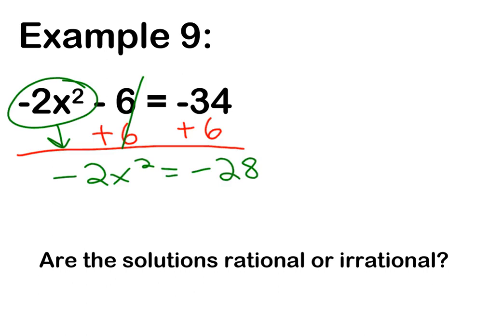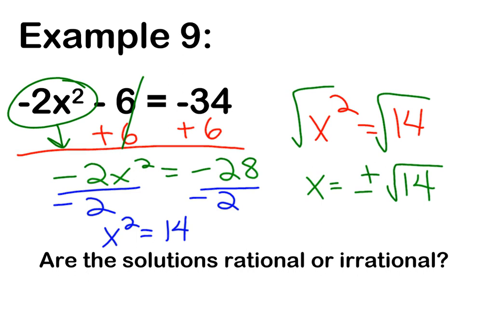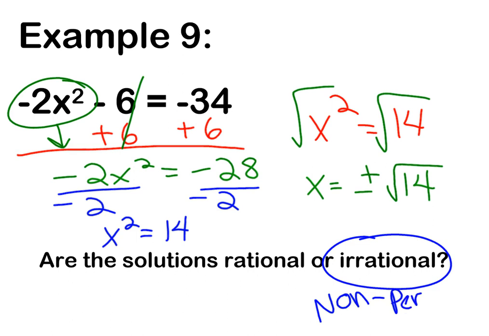We add the constant 6 to both sides, which gives us negative 2x squared equals negative 28. We divide both sides by negative 2 to get x squared equals positive 14. We square root both sides to get x equals both the positive and the negative square root of 14. That is going to be considered irrational because it would give us a never-ending decimal when you input a non-perfect square root.